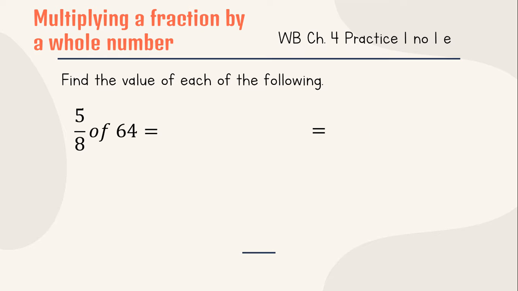Go to D. 5 per 8 of 64. 5 per 8 times 64. Can we simplify that? Yes. So 8 divided by 8 and 64 divided by 8. 8 divided by 8 equals 1. 64 divided by 8 equals 8. 5 times 8 equals 40. 4 per 7 of 49. So what is that? 4 per 7 times 49. Can we divide it? Yes. Can we simplify that? Yes. Divided by 7. That's it.